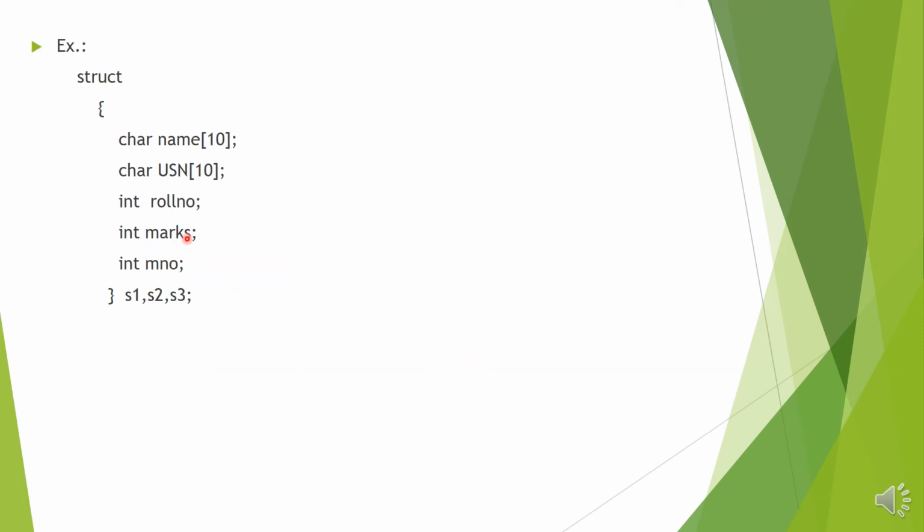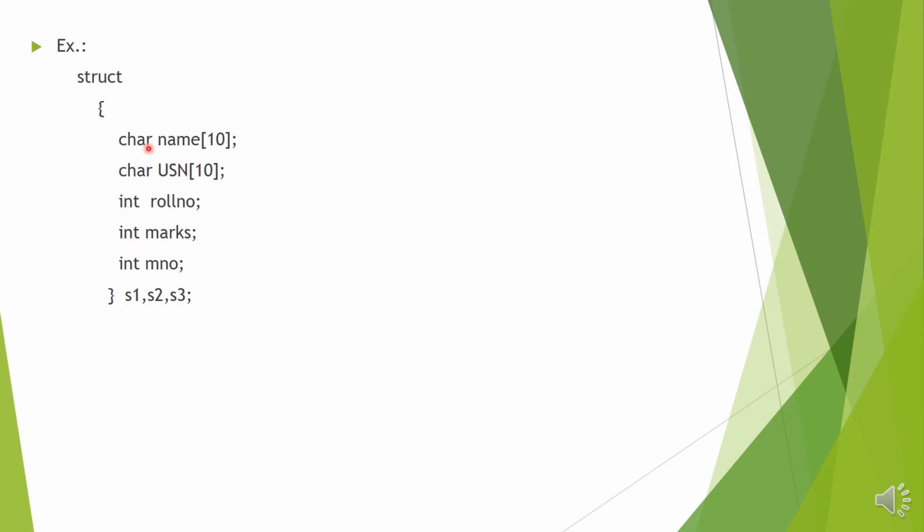This example is the creation of a structure to store the student details. So start with the keyword struct. Here we are not writing any tag name. Tag name is not at all used in this method. Then we have to have the members of the structure. These are the member variables.